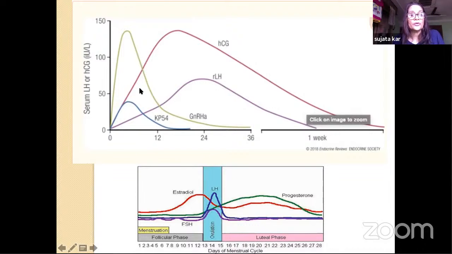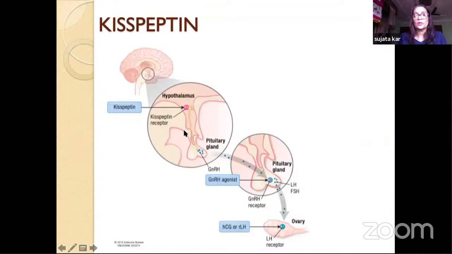This is the GnRH agonist. This is close to the natural, but it still does not fulfill all the criteria, because the peak is reached much sooner and the downfall is also much sooner. The LH surge using Kisspeptin has a lower amplitude, but it follows the natural surge much more. Another factor is that we know that HCG acts directly on the ovary to induce maturation and luteinization of the follicles. GnRH agonist is better because it acts on the pituitary. The Kisspeptin is even better because it acts on the hypothalamus.